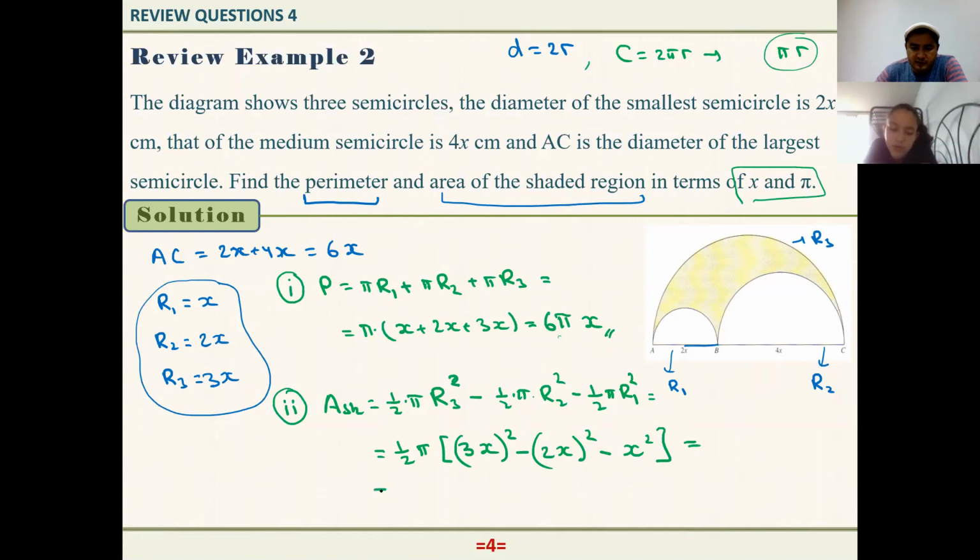So if you simplify this, 1 over 2 pi, what is 3x squared, Shahina? 9x squared, minus this one is 4x squared, minus this one is x squared. We know how to simplify, these are just like terms. 9 minus 4 is 5, 5 minus 1 is 4, and 4 times half is 2. That is equal to 2 pi x squared. Okay?